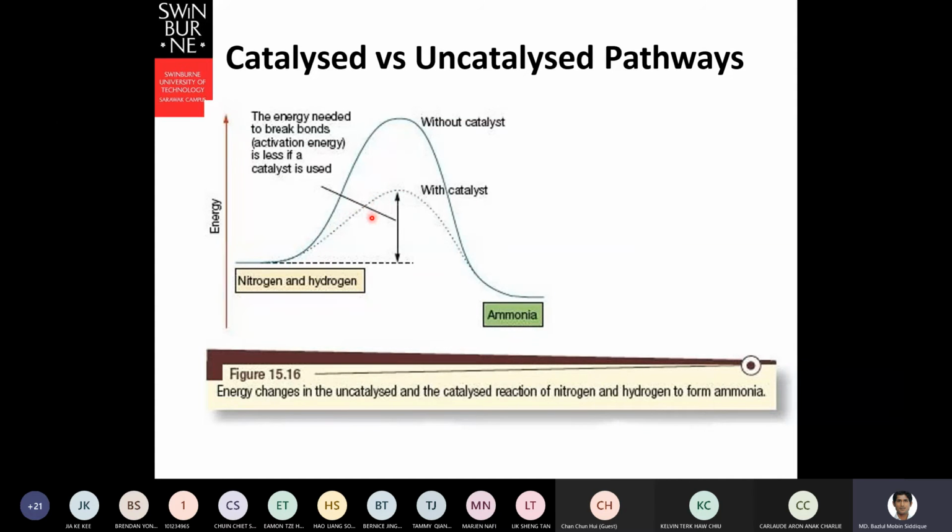Why? Because at a time on the surface, only a few particles of nitrogen and hydrogen will sit, right? Because it is a small piece of iron, and it will only allow a few hydrogen and nitrogen to sit together. When they sit together, they come close to each other, and then they form a product. So that is how the catalyst gives a different or alternative pathway to the reaction.